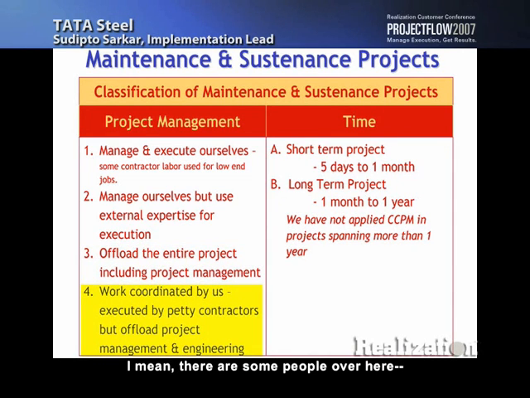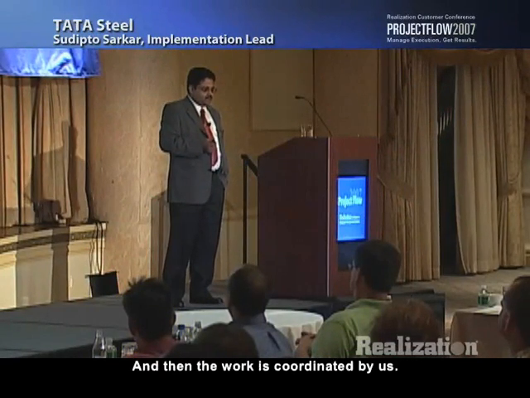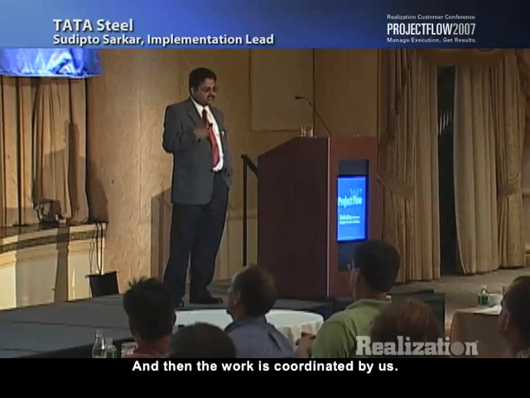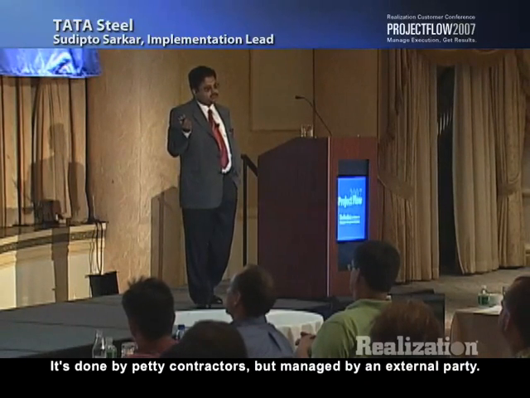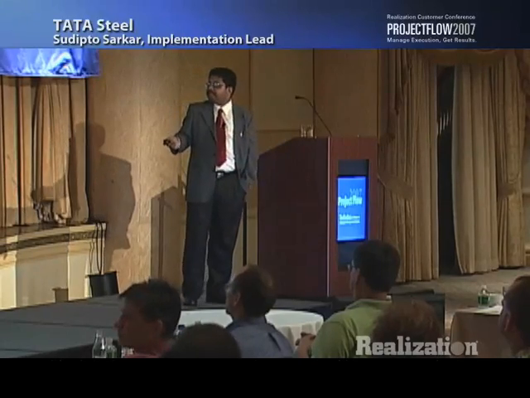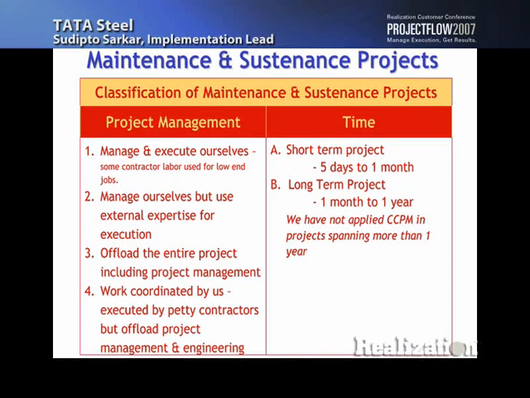And I mean, there are some people over here. There's Ariva who's helped us a lot in some of our projects. In fact, one or two of the examples that I'll be citing has been done by Ariva. And then the work is coordinated by us. It's done by petty contractors, but managed by an external party. And then the second type of classification that we need to have is short-term, 5 days to 1 month, and long-term, 1 month to 1 year.